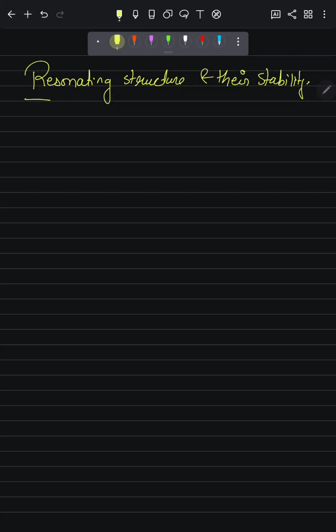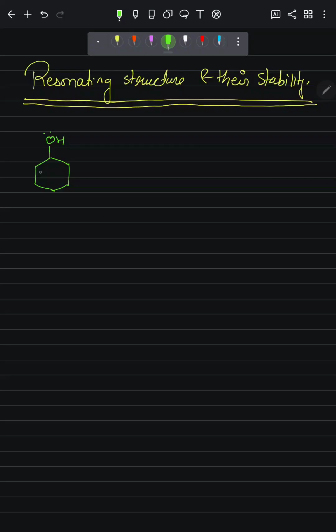Now we are going to discuss an important topic, which is resonating structures and their stability. So resonating structures can be made of, this is an example, this is a ring. We need to know how many resonating structures can be formed in this molecule. First, this electron will go here and this goes from here to here. So the oxygen, hydrogen will become a double bond, and a negative charge will be here. So this is the first resonating structure.